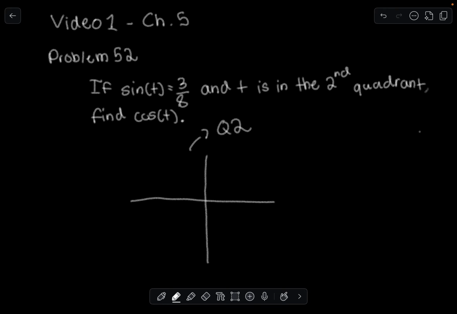The first step in approaching this problem is drawing a right triangle. But as we can remember from the unit circle, it is built upon the idea of sine of an angle being the y value and cosine of an angle being the x value. So we can draw a right triangle.